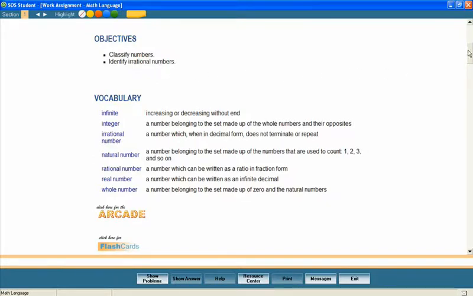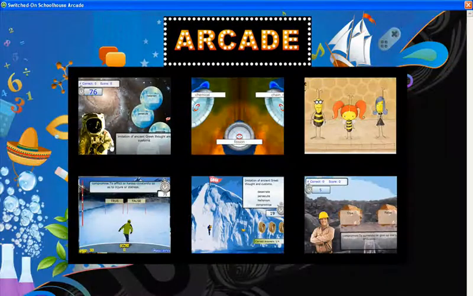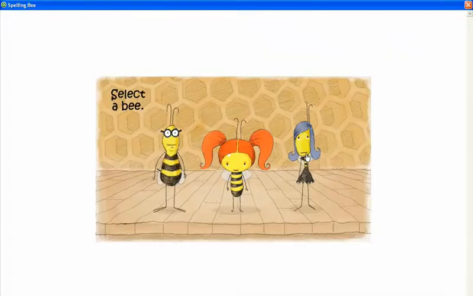At the beginning of most lessons, students will also encounter a list of vocabulary words that will be used throughout the lesson. We've included review and reinforcement activities to encourage mastery of these important words. For example, students can hear the correct pronunciation of each word. Infinite. Irrational number. A Vocabulary Games Arcade provides additional practice designed to help students to learn the spelling and definitions for the vocabulary from the lesson.